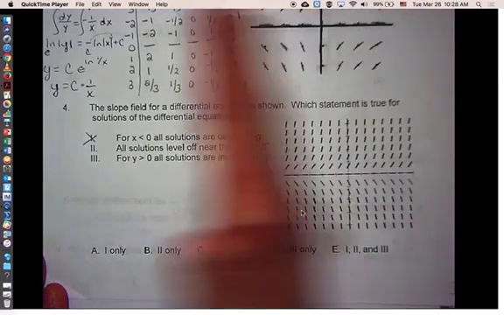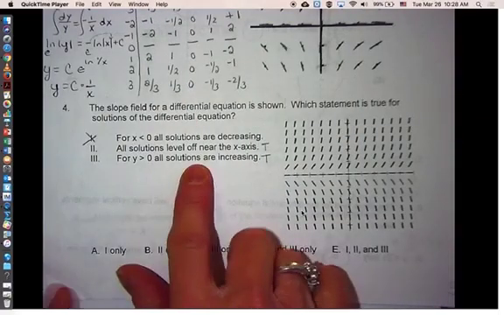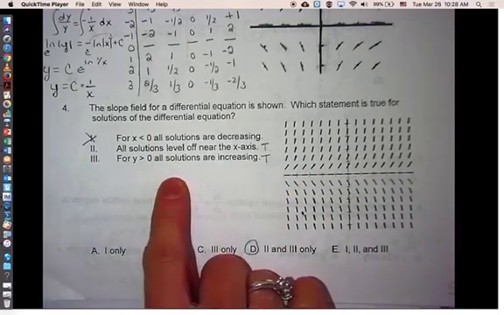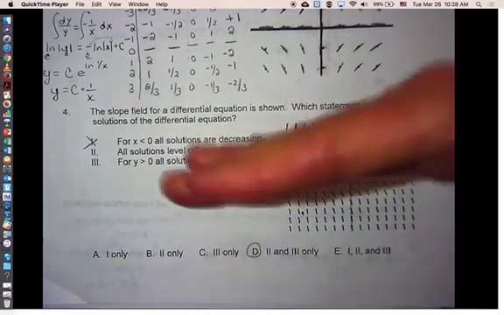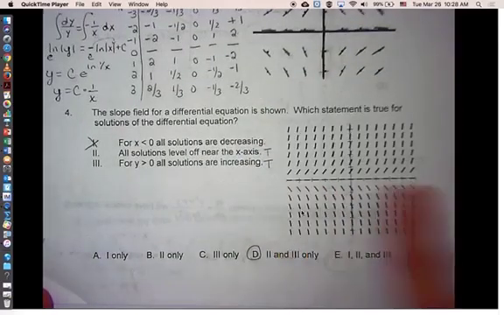When X is less than 0, it's looking at everything left of the y-axis. Do all solutions level off near the x-axis? They do. For Y greater than 0, are all the solutions increasing? Above the x-axis, they're all positive. Yep. So I just go through and figure it out that way.